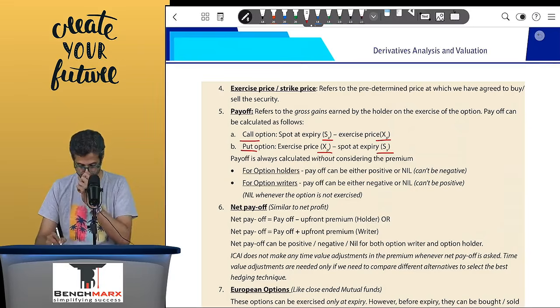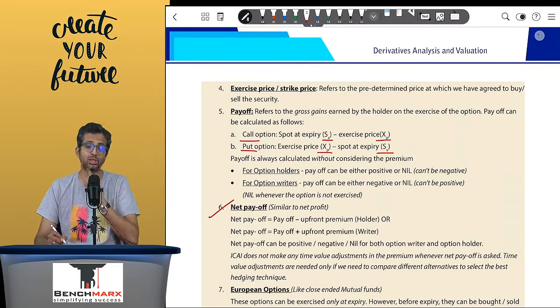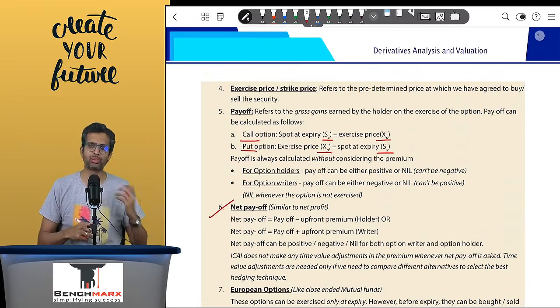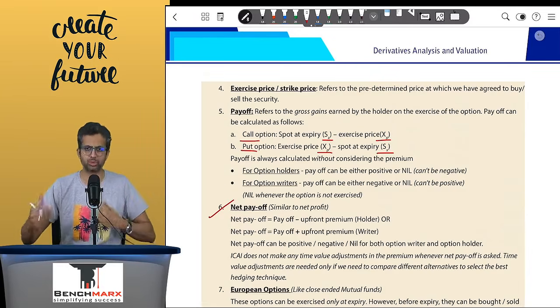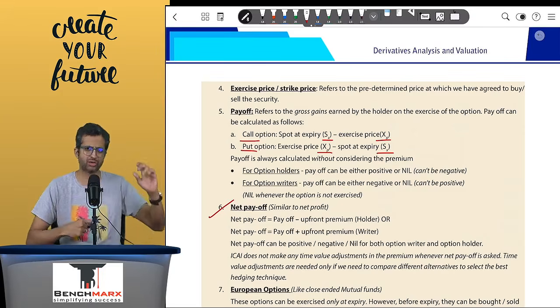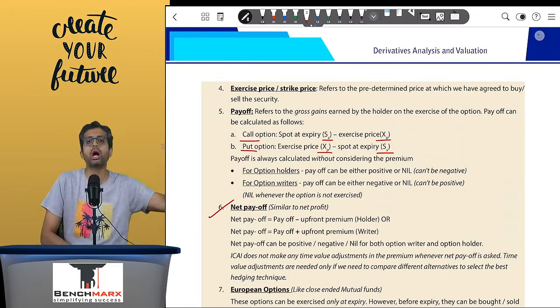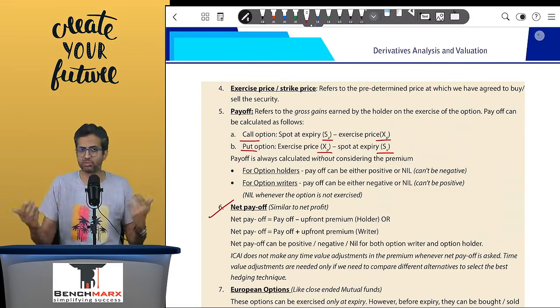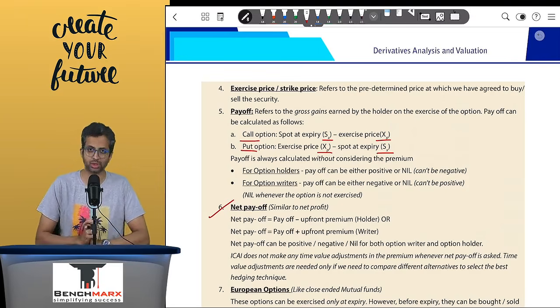Now, net payoff is the payoff minus the premium. While calculating net payoff, you should not, and even the institute does not, do any separate time value adjustment. So your net payoff is directly your total payoff minus the premium if you are an option holder, or payoff plus the option premium in case of a writer. In case of a writer, the payoff can be negative or 0. In case of a holder, the payoff can be positive or 0. Net payoff for either of these parties can be positive, 0 or even negative, because after the premium, the amount may even turn negative even for the holder.